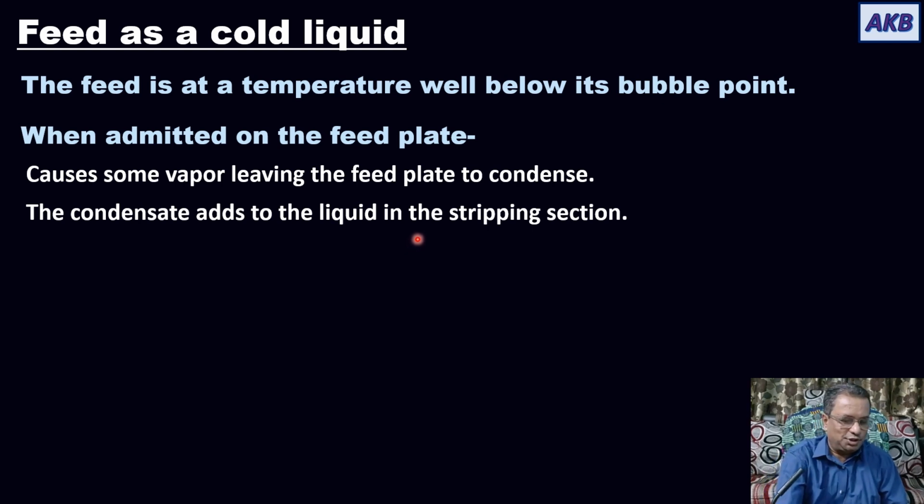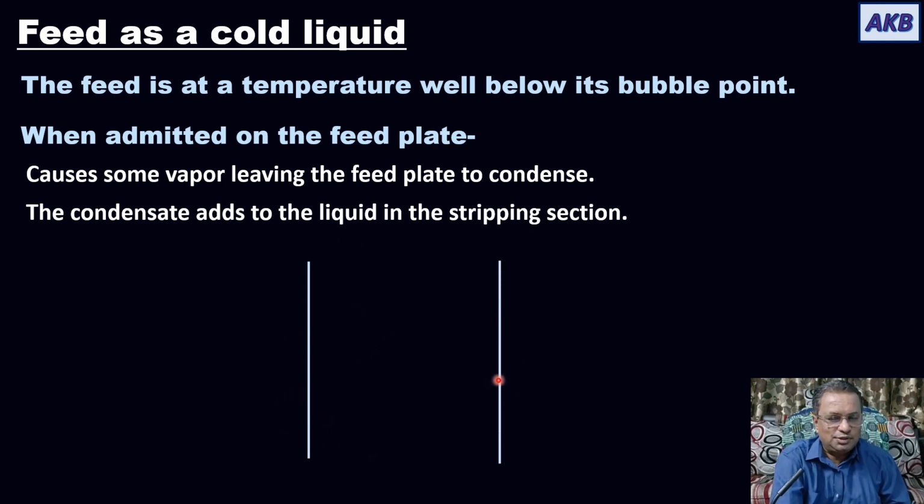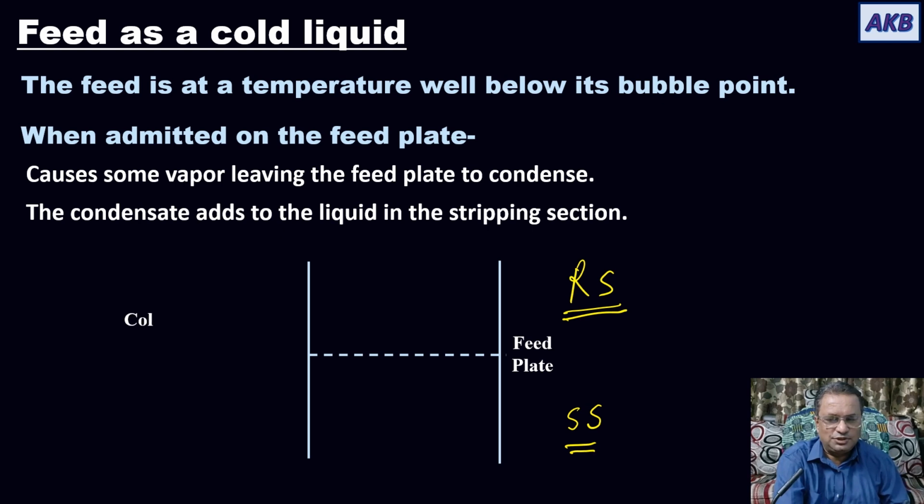So this can be represented with the help of this simple schematic diagram. Let us say this is the tray column, and now I'm showing the feed plate. So this is the feed plate, and we know that the section of the column above the feed plate is the rectifying section, and below the feed plate it is the stripping section. Okay, so let us see what happens. Now cold liquid is entering as the feed to the column. So the liquid will be going down, flowing down to the reboiler.